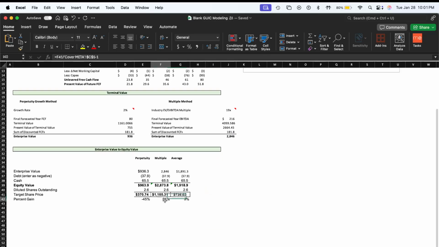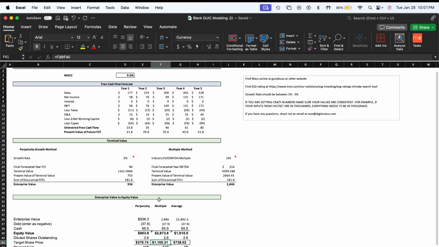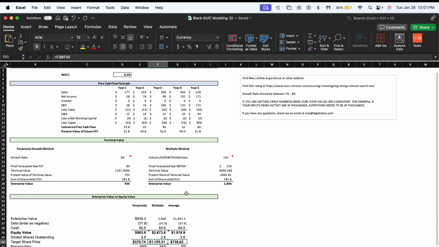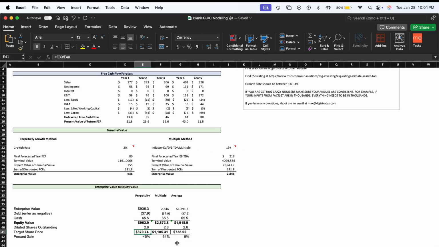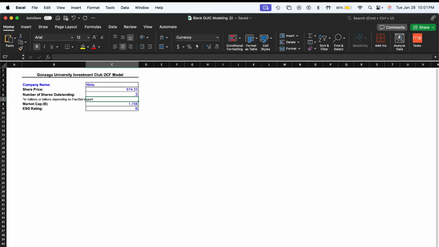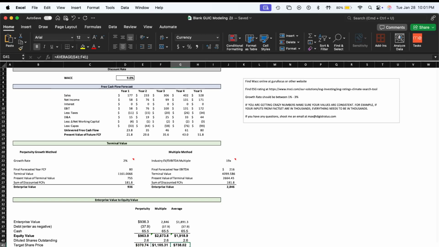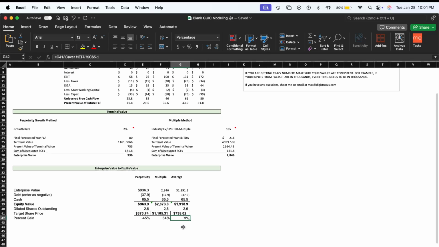So you see here that Meta is 64% underweight. This is saying your target price for Meta is actually $1,001 per share, and this is saying that it's $370 per share. And again, they're currently at 674. Then over here on the side, this is just a blend or an average of that, saying it's going to go up 9%.